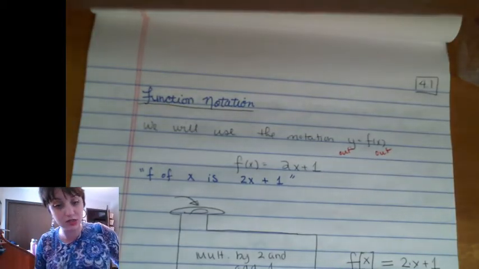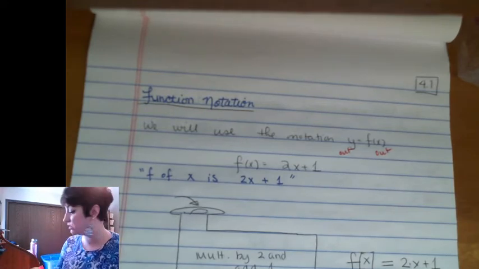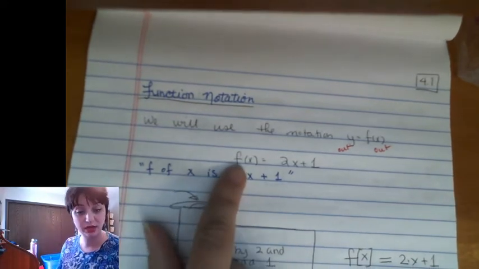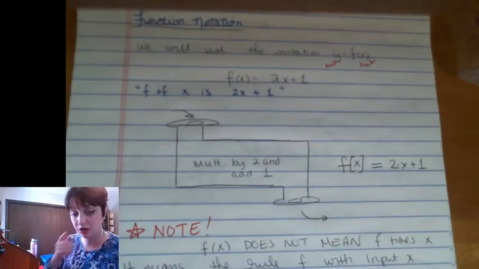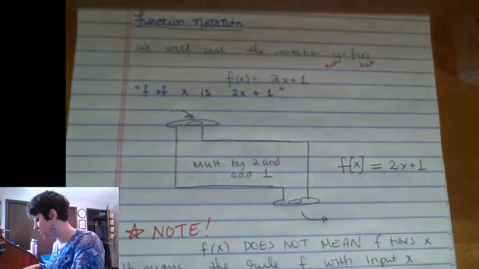Function notation. Instead of writing y, we're going to write f of x now. That's function notation. That's all that means. The of x with the parentheses, that's not multiplication. That's just what you're plugging into your function. So we did a couple of those.